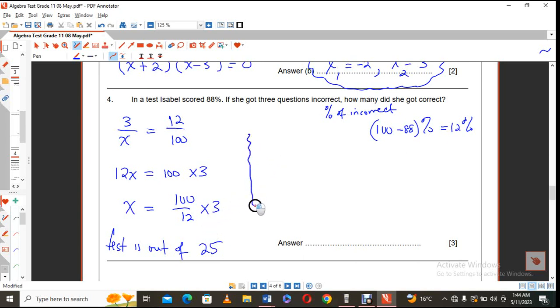Now what do we know? We know that she got 3 questions incorrect, so the questions that she got correct must therefore be 25, which is the total number of questions in the test, minus the 3 questions that she got incorrect. That means she got then 22 questions correct. Okay, and that is the required answer there.